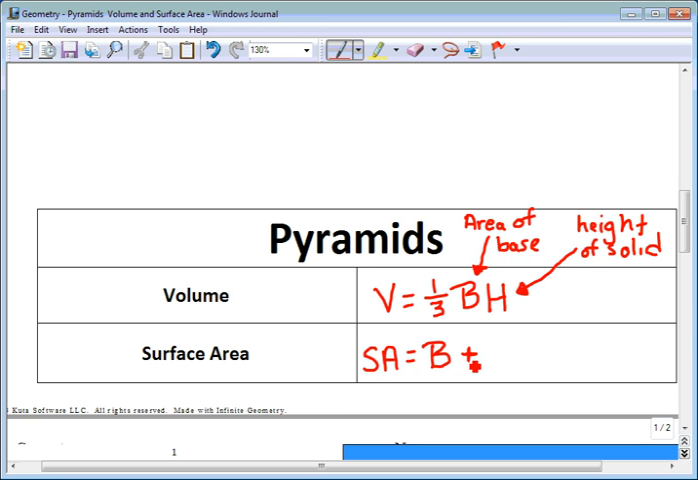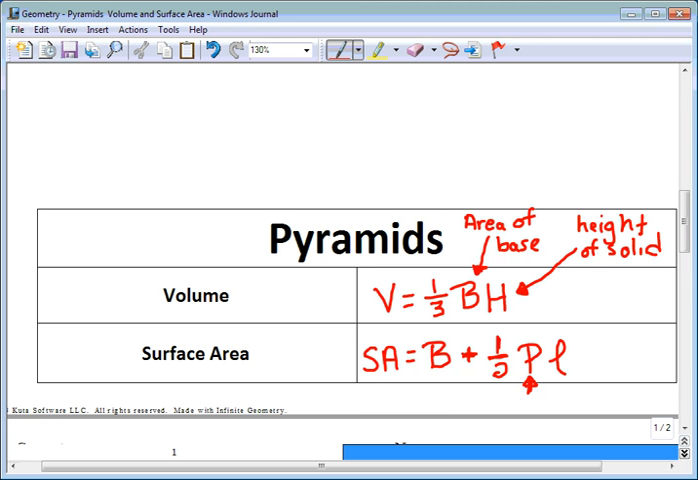And remember, in the prism, we had to add the faces to this. Well, those faces look a little different in a pyramid. So this equation is going to look a little different. We're going to have 1/2 times P times a cursive L. And I'm going to show you what these represent.